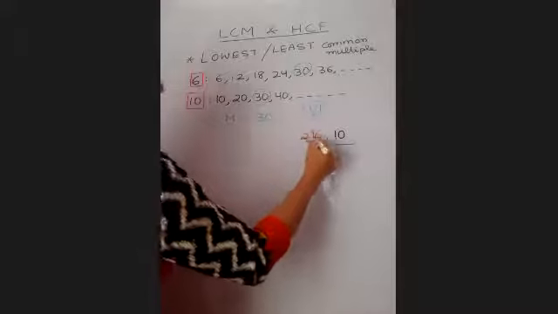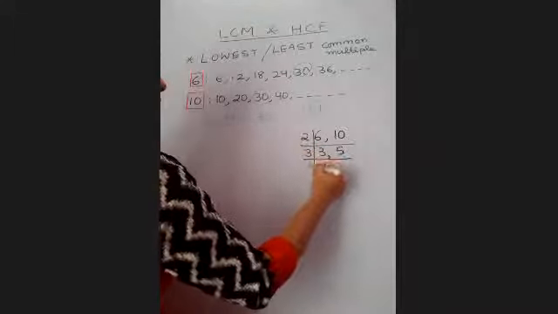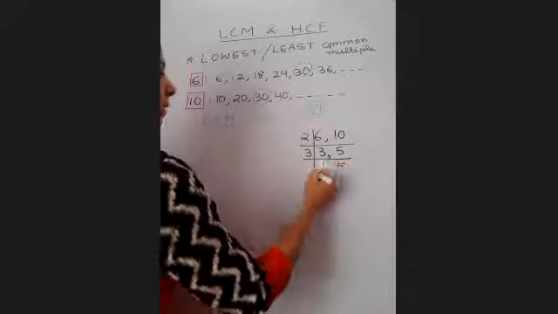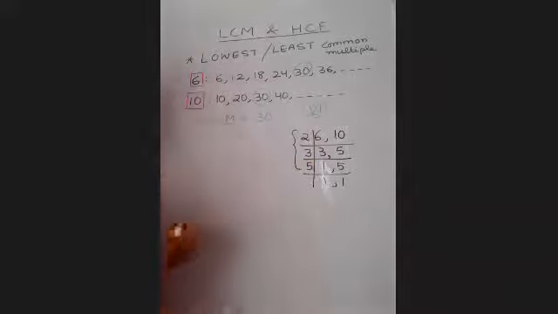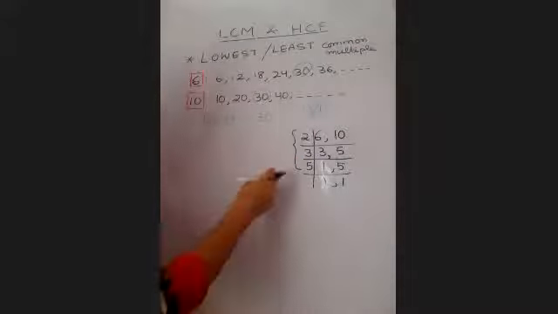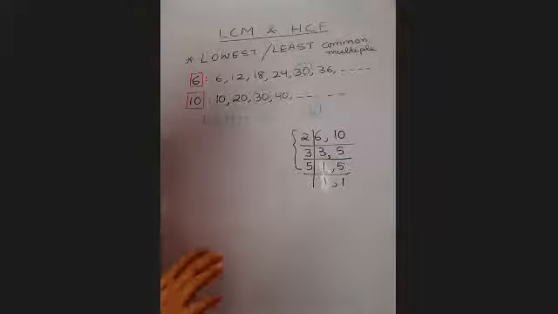Taking 2 common, 3, 5. Now 2. Then in the table of 5, 1, 1. And then we used to multiply these 3. 2 into 3, 6. 6 into 5, 30. And we used to say that LCM is 30. Am I correct? That is how you are doing these days.